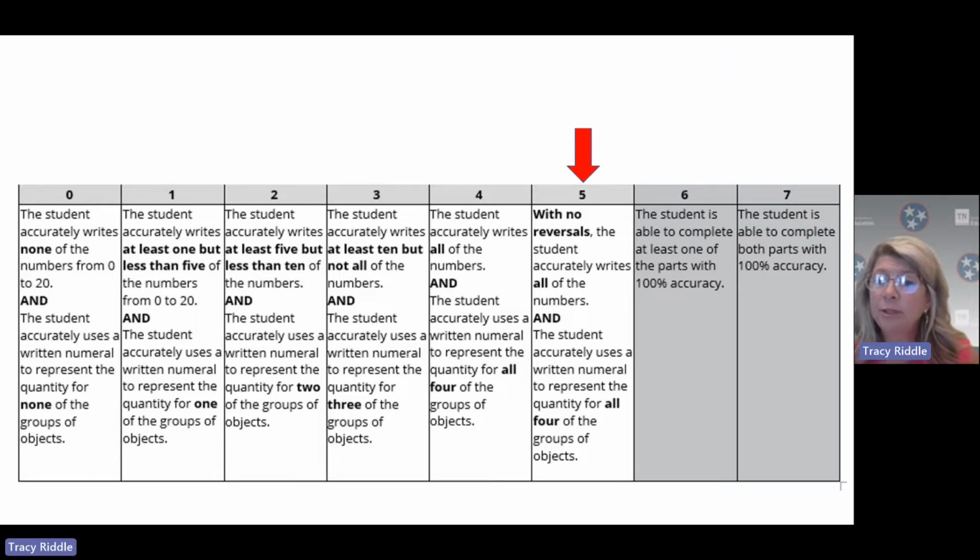When you move to the first grade standard, if the student is able to complete at least one part, either they can write the numbers that you call out up to 120, or if they accurately are able to do 4 groups of objects, count the objects and write the number, if they can do one of those parts with 100% accuracy, that is level 6. If they are able to do both parts with 100% accuracy, that is a level 7.